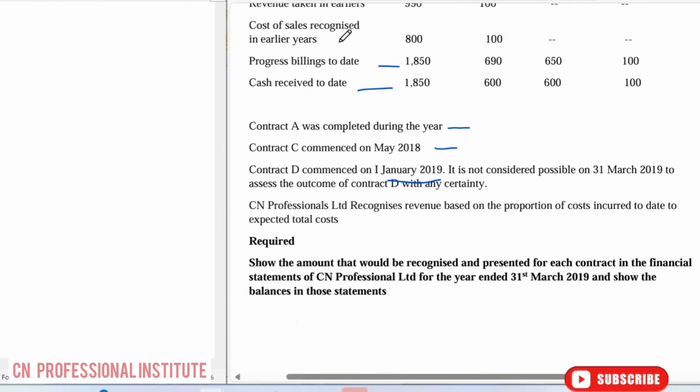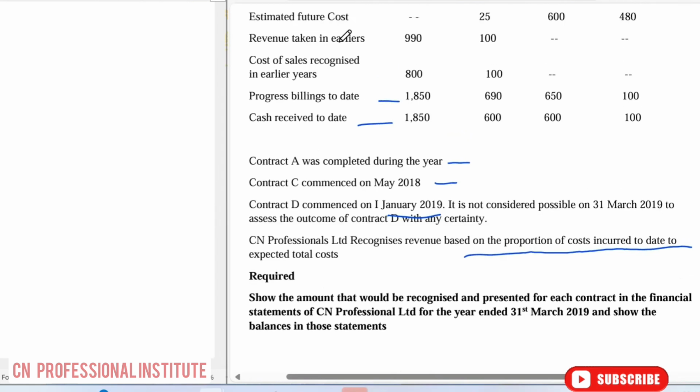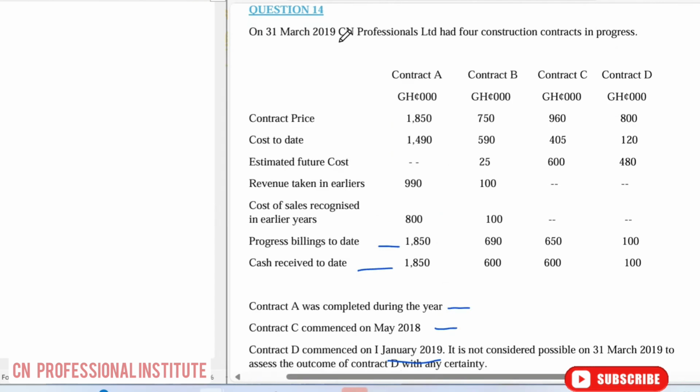CN Professional Limited recognizes revenue based on proportion of cost incurred to date to expected total cost. So they are telling us CN Professional Limited uses the input method. The requirement is to show the amount that will be recognized and presented for each contract in the financial statements of CN Professional Limited for the year ended 31st March 2019 and show the balances in those statements. So this is a very nice question. Let's tackle them one by one.